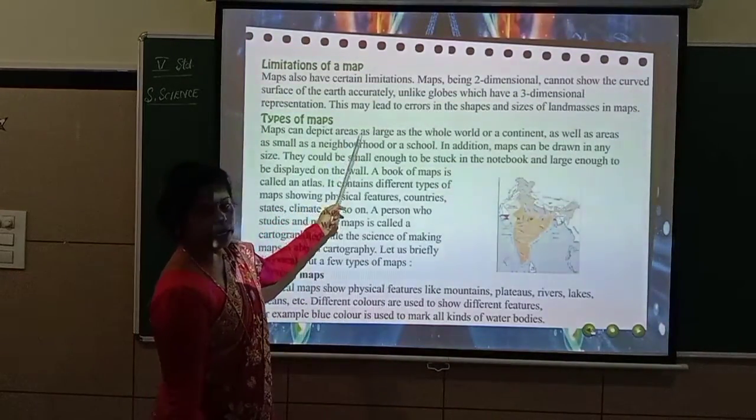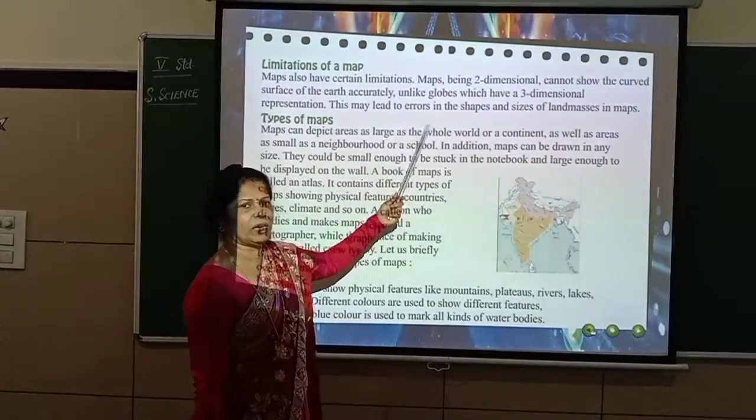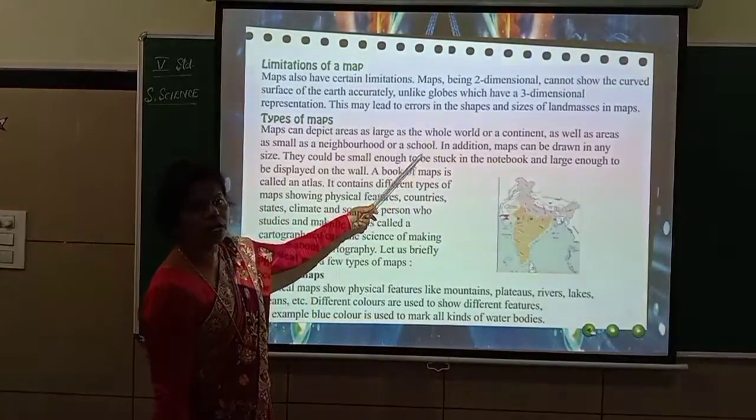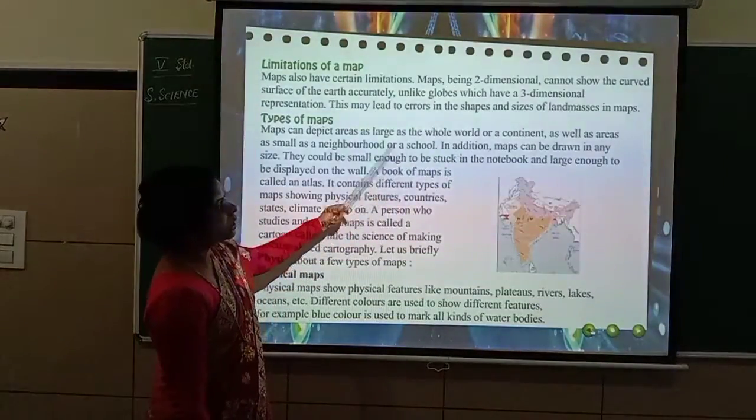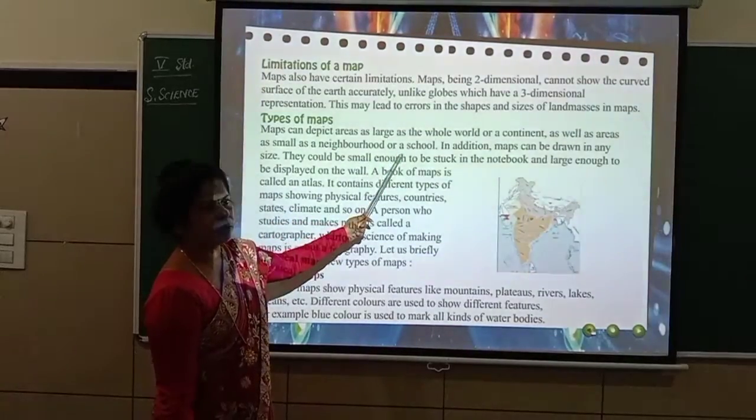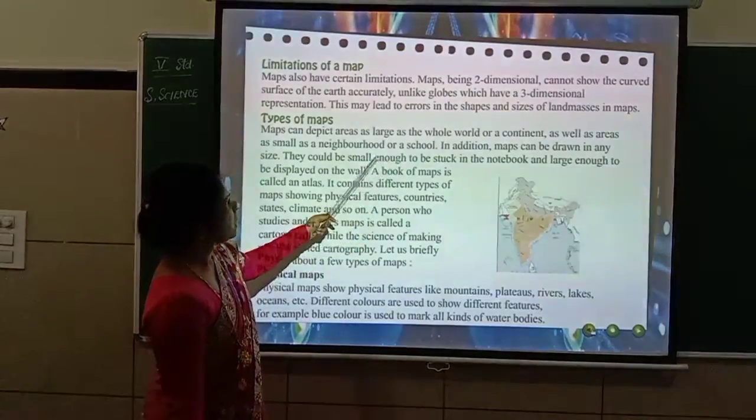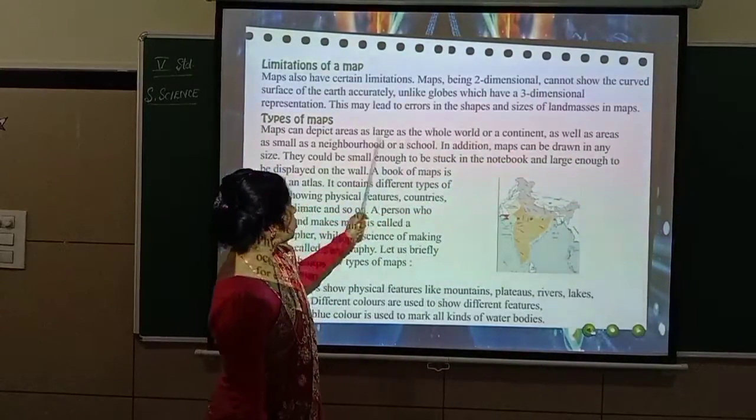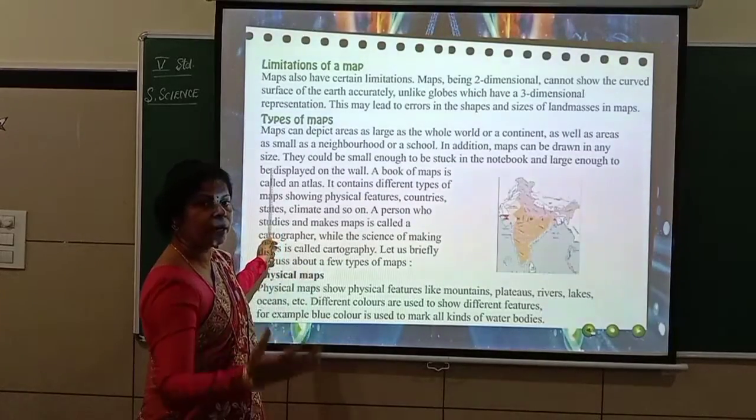It can depict areas, means it can show areas as large as the whole world, as a continent. You have learned about the 7 continents. Or it can be areas as small as a neighborhood or a school. Even our own school itself, we can make it as a map. In addition, maps can be drawn in any size. So it can be from very small to very big.